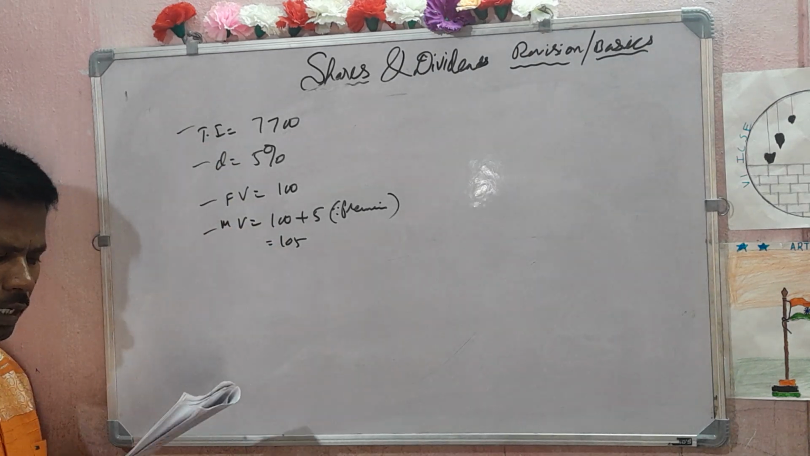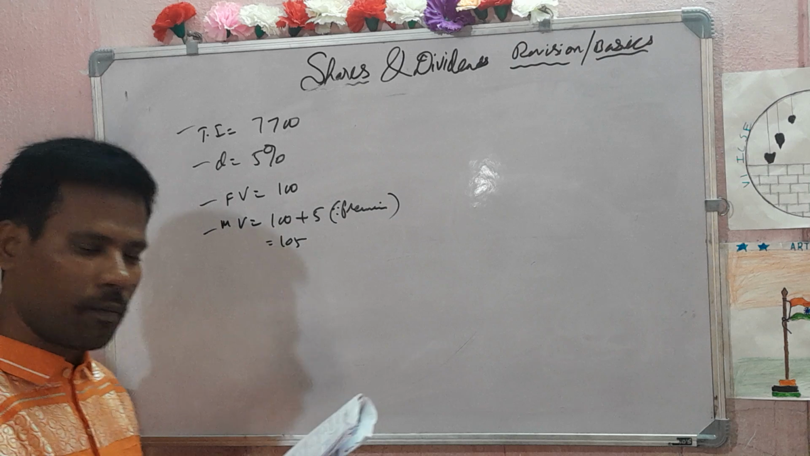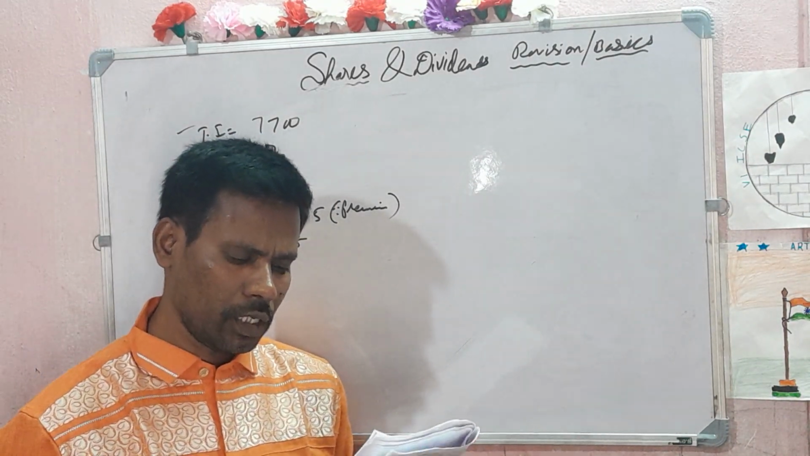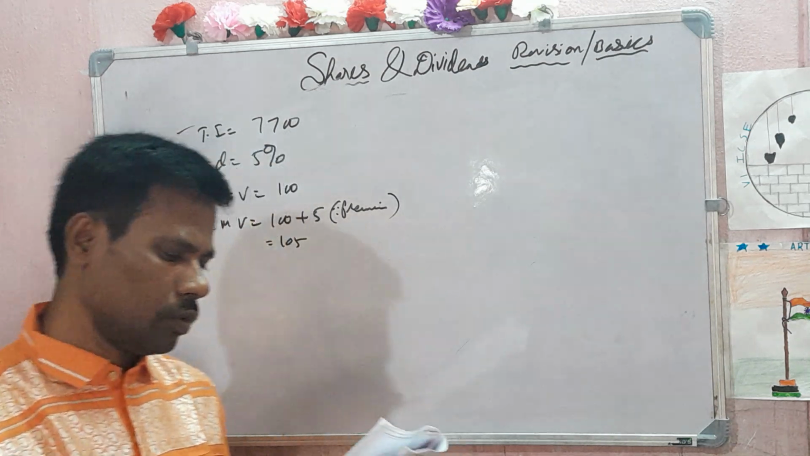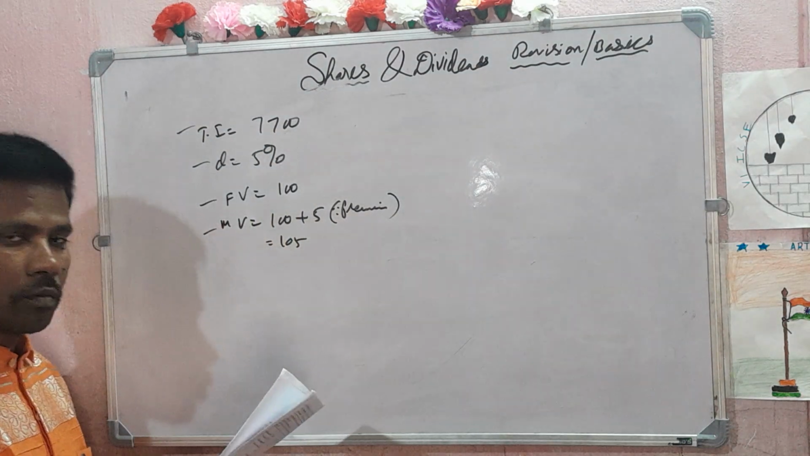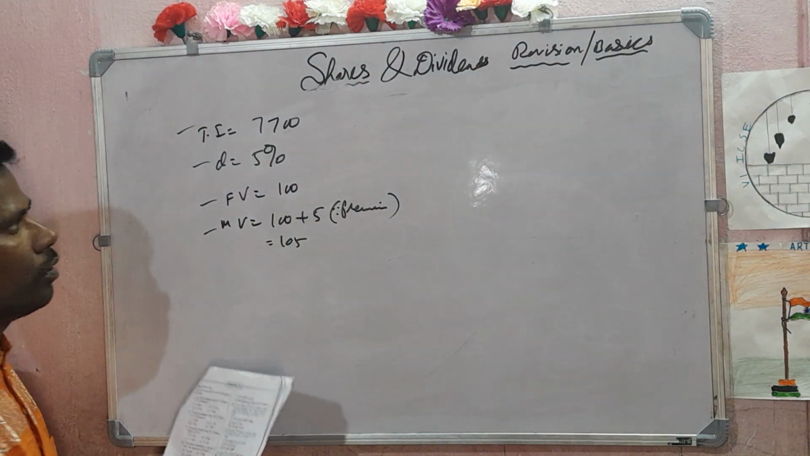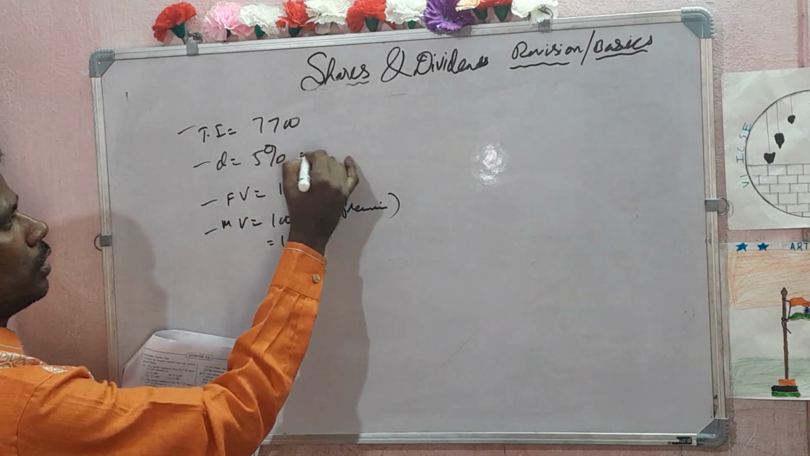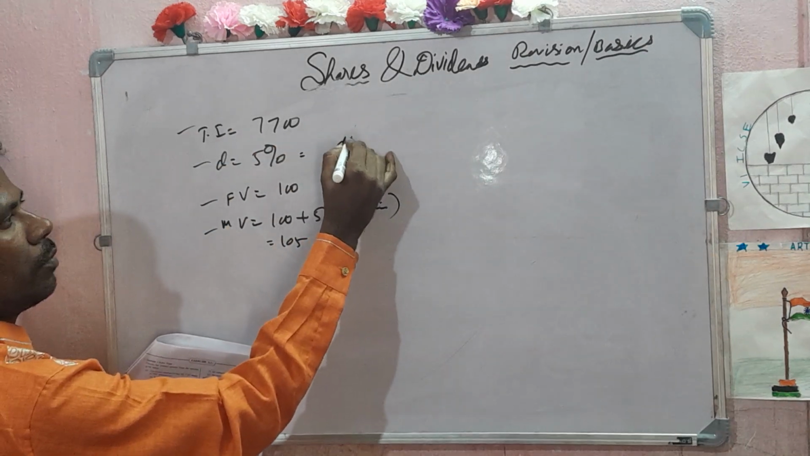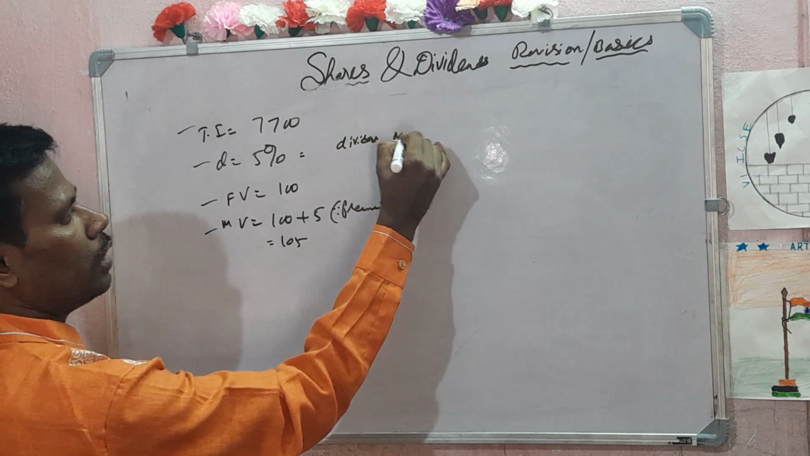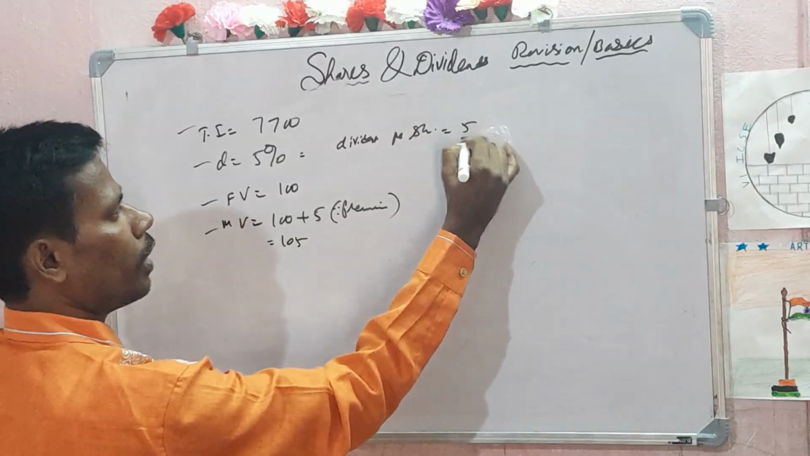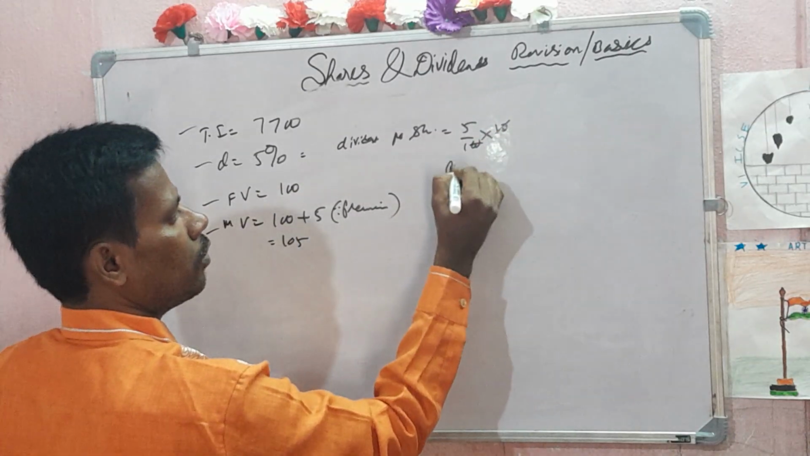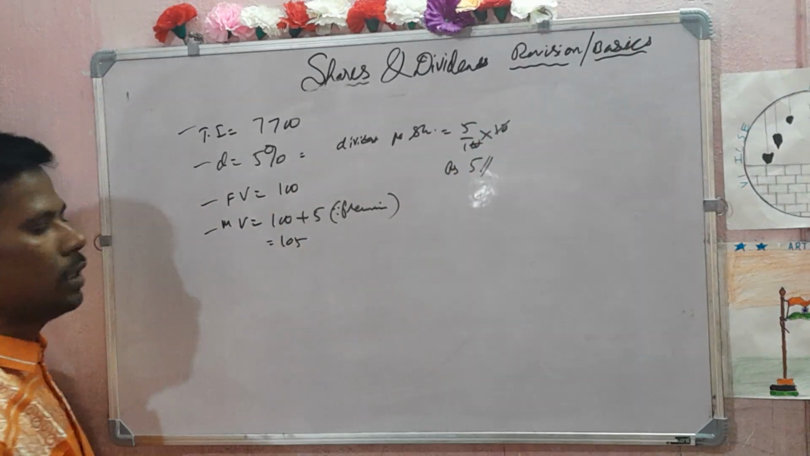Now what do we have to find? Number of shares, annual income, and percentage income. So simple question this is, very, very simple. So how to do it? First, you calculate dividend per share. Dividend per share is equal to 5 by 100 into face value, which is 100. This is rupees 5.